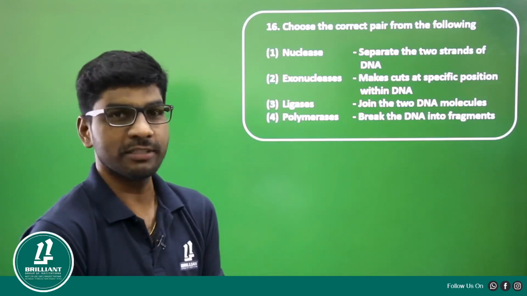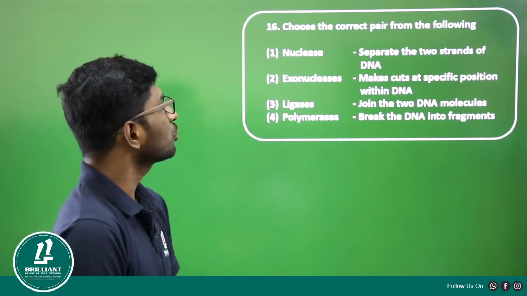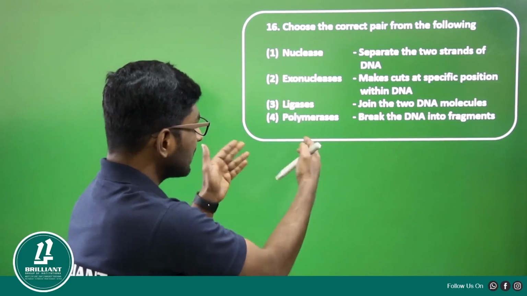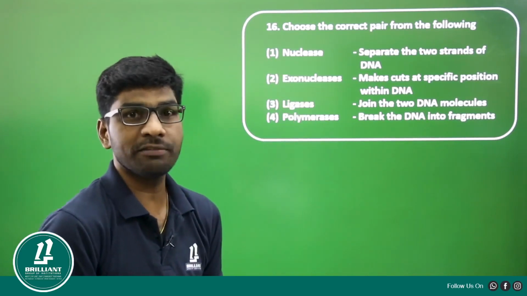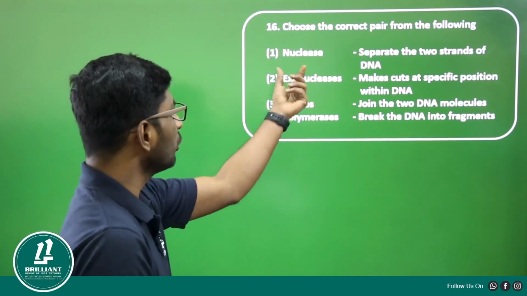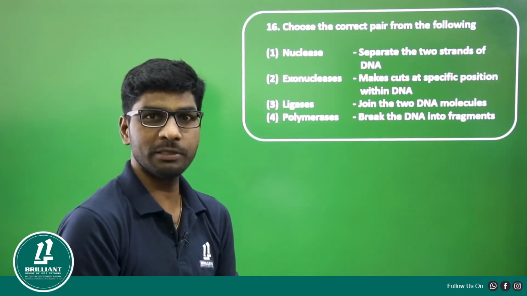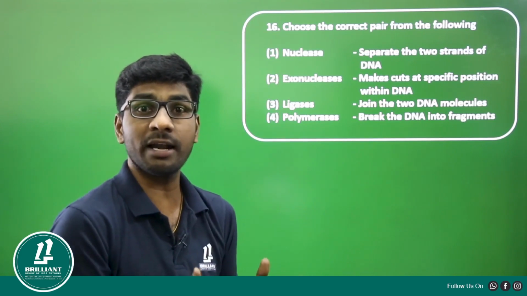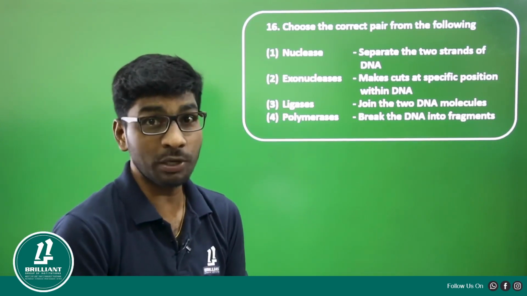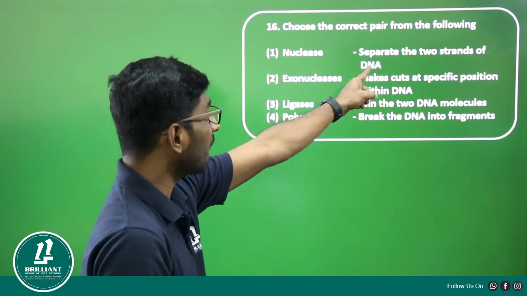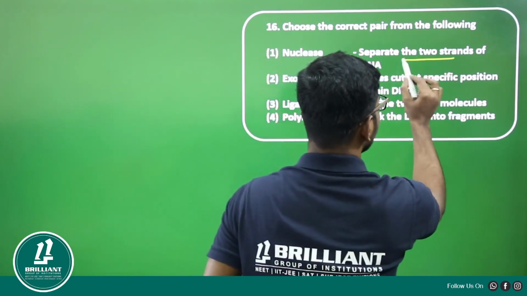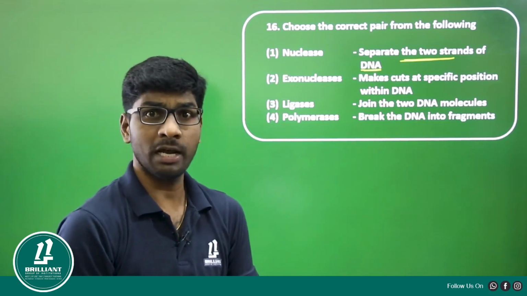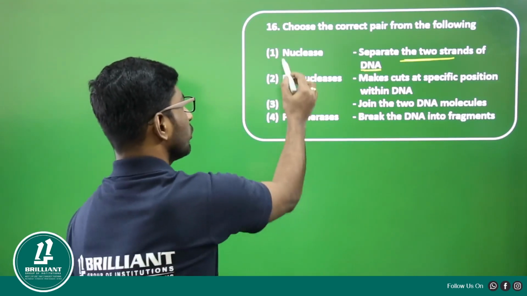Look at the next question, students. 16th question. Choose the correct pair from the following. They're given different types of enzymes here and they're asking you to identify the correct pair. Nucleases. How many of you remember in pancreatic juice there is a nuclease enzyme called DNase, RNase which digest the nucleic acids, right? Are two DNA strands separated by the nuclease enzyme? No. Helicase enzyme. Fine. So this is not a correct pair.